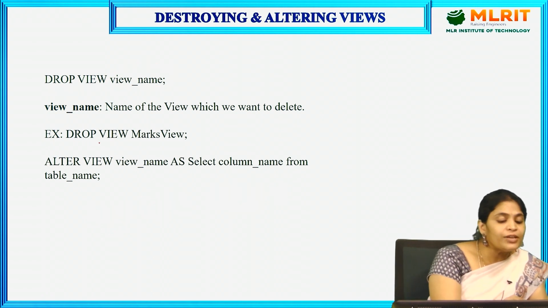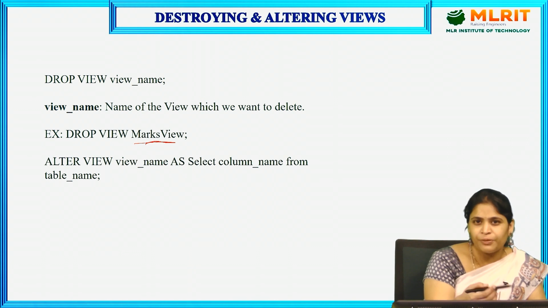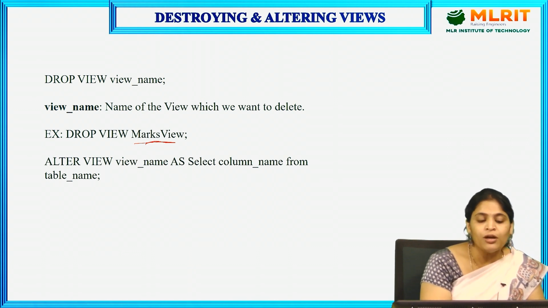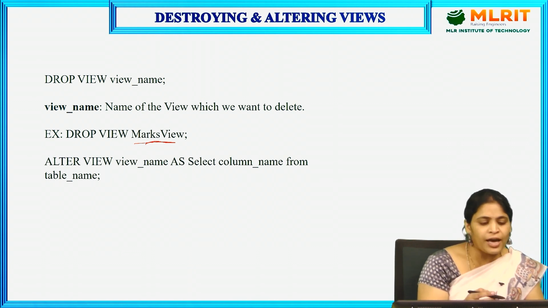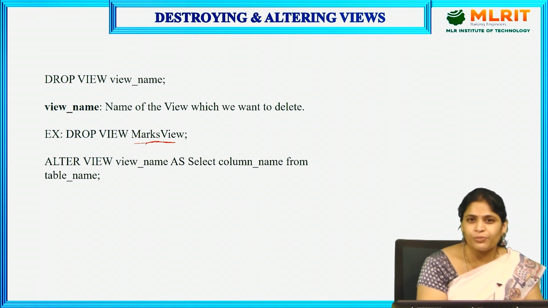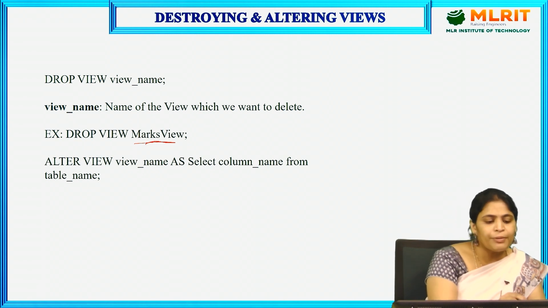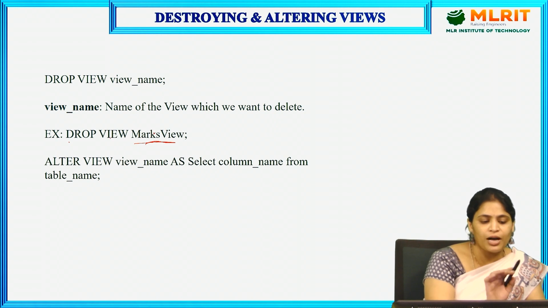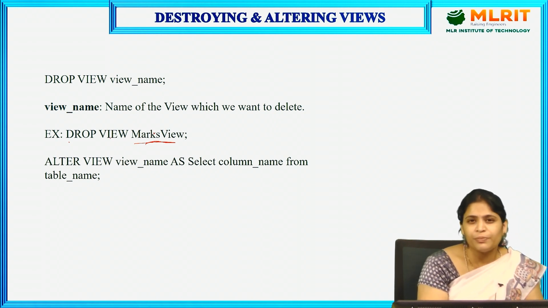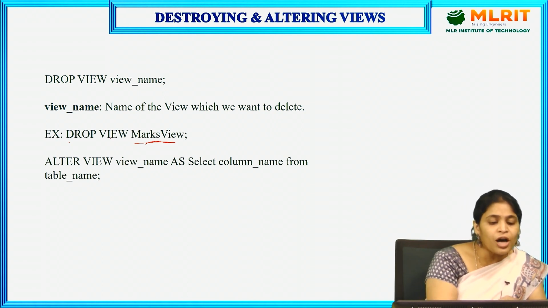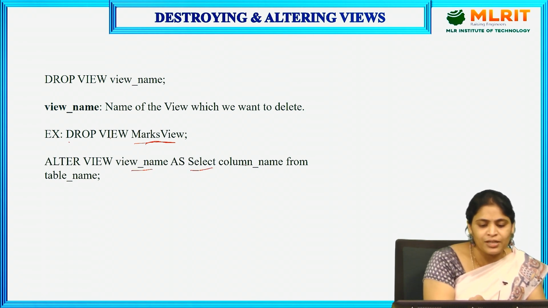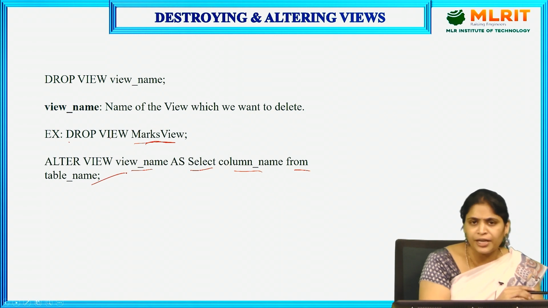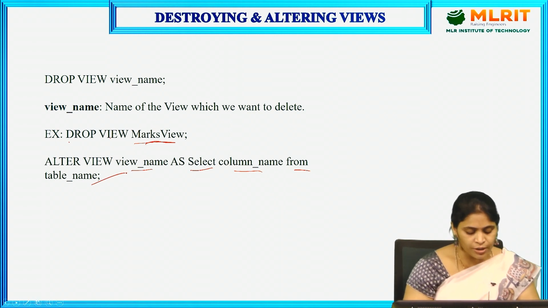So here we have already created marks view in the previous slides, as I told you. That view, marks view, I have to delete, I have to drop. So that will be represented by using this command: drop view marks view. That means this marks view will vanish. Now to alter a view: alter view, view name as select column name from table name. So this is the syntax to alter a particular view.